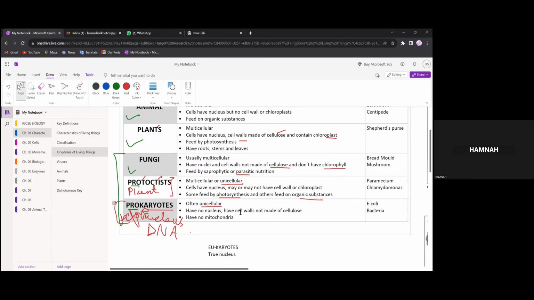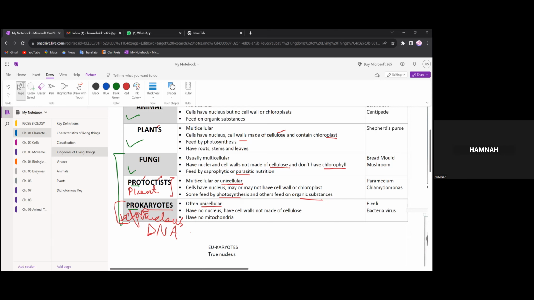They have a cell wall, but they were unicellular, like a single cell structure. So basically, these are bacteria. When we talk about bacteria, we say bacteria and viruses as well. But a virus is not a living thing, right? Bacteria and viruses do not classify under living things.